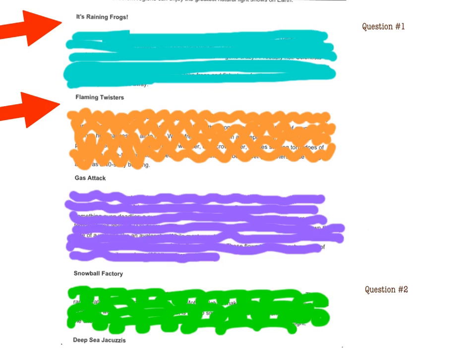So I'm going to ask you something. For question 1, would you please look right here at the blue section? It says it's raining frogs. That section right there is all about raining frogs, and it's about hailstones and tornadoes. Can you make a prediction about what in the world that's going to be about? Go ahead and pause this if you need to, and write down for question 1, what do you predict this section, It's Raining Frogs, will be about?